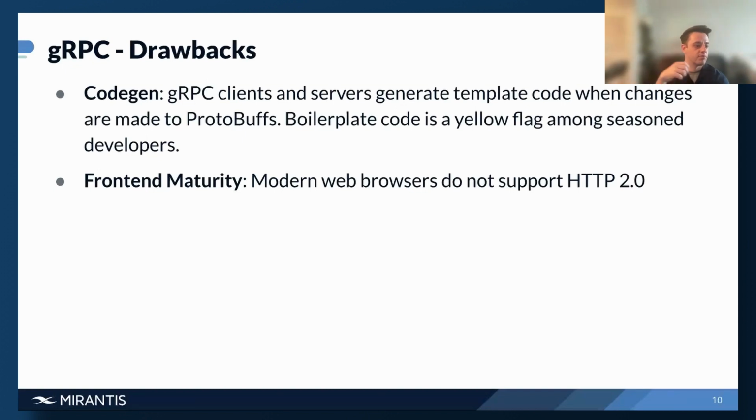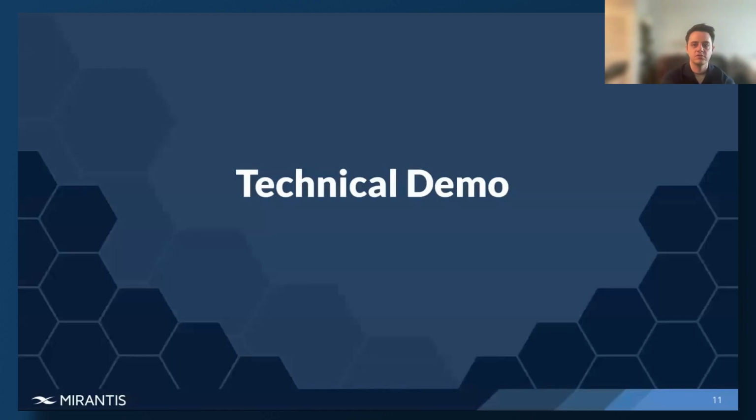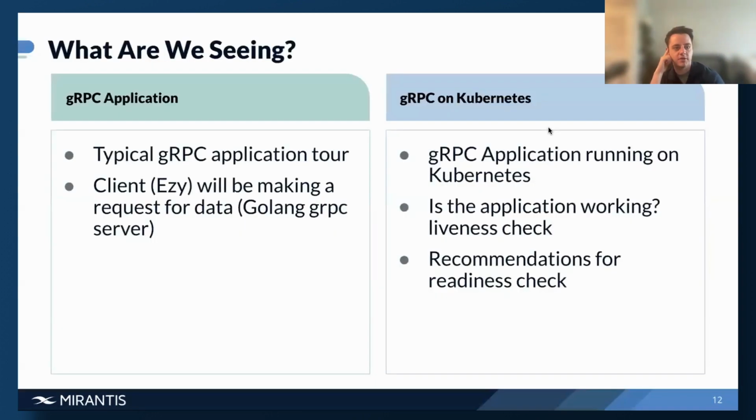Okay, so next we're going to go into a technical demo of gRPC, but let's talk about what we're actually going to demo. We're going to demo two different things. First, we're going to do a tour of what a typical gRPC application looks like, and talk about how to interface with it, like how we do requests and responses. Then we're going to show, since Kubernetes is a dominant, or emerging dominant, platform today for running applications, both custom and off the shelf, what the experience looks like for that.